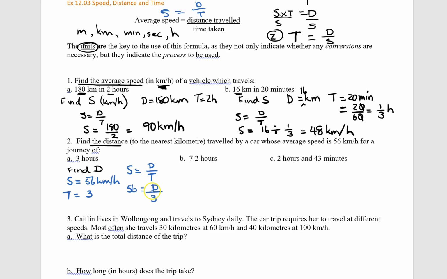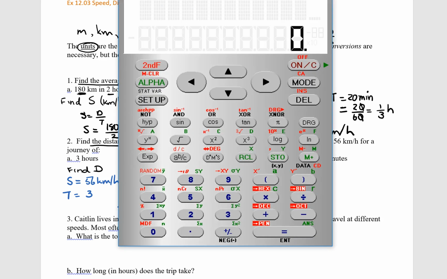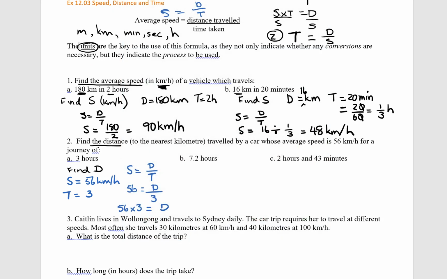If I was to solve that equation for d, I want to get d by itself. D is currently being divided by 3, and the opposite is to multiply by 3. So we'll take 56, multiply it by 3, and you'll get the distance. So I'll just bring the calculator up. 56 multiplied by 3 is 168. Therefore, the distance is 168 kilometres.